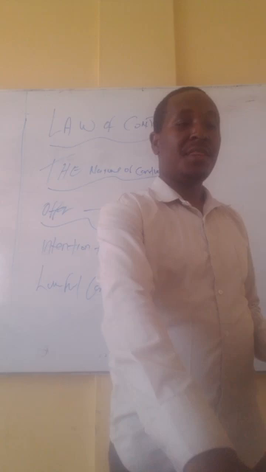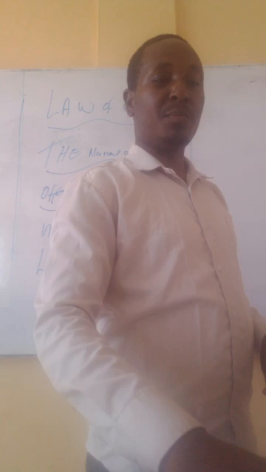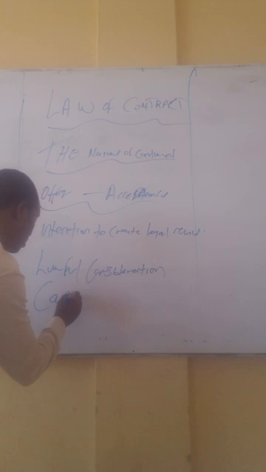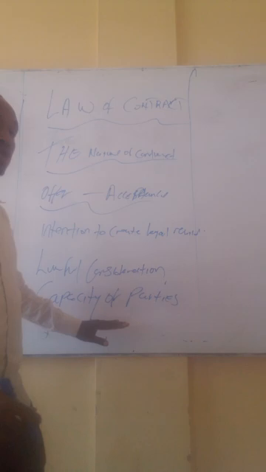The other one is capacity of the parties. The parties to an agreement must be competent to contract. Otherwise, it cannot be enforced by the law. In order to be competent to contract, the parties must be of age of majority and of sound mind. So, you talk about capacity of parties. This is the capacity to be able to enter into contracts.